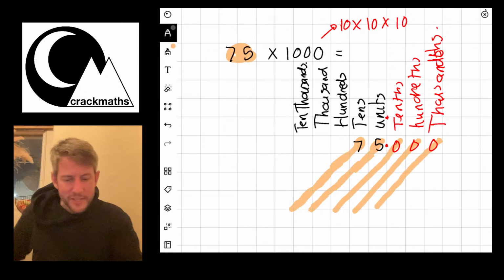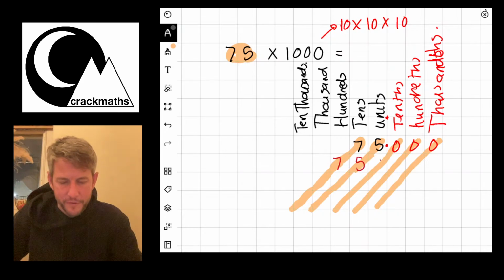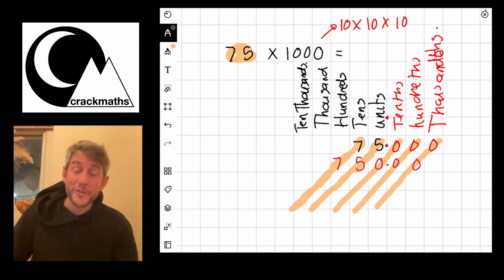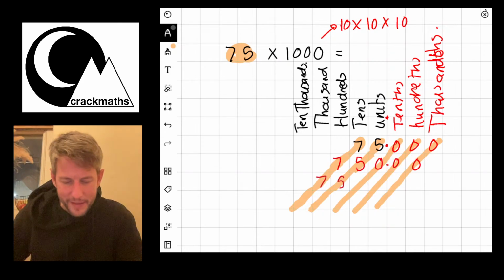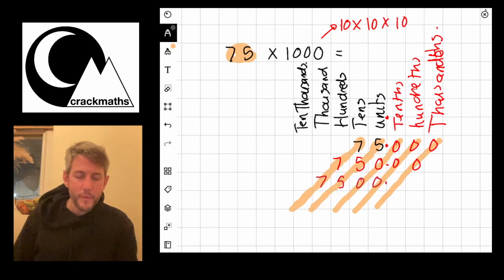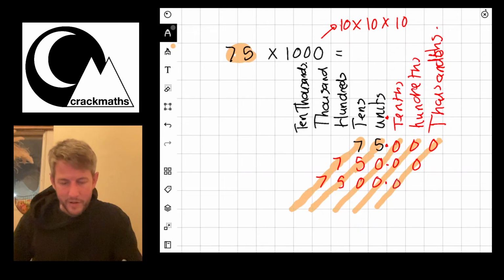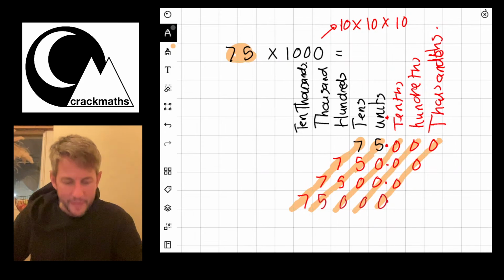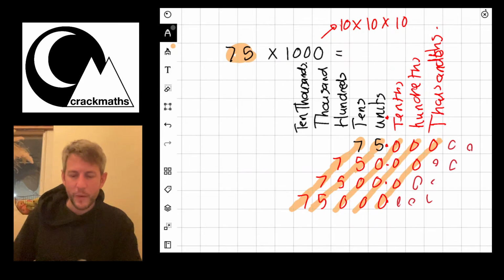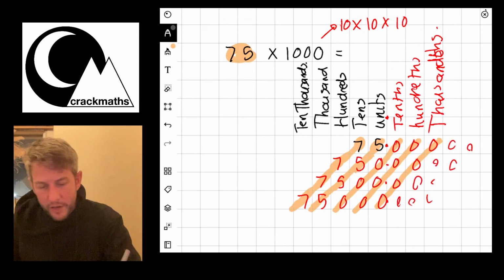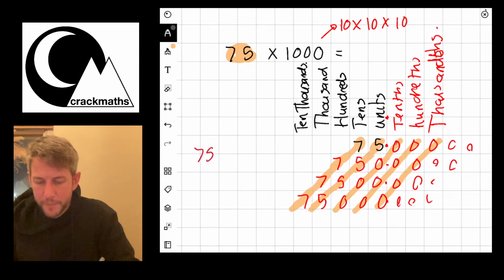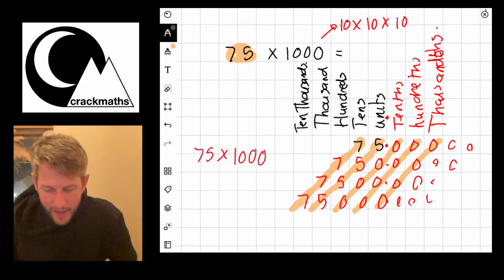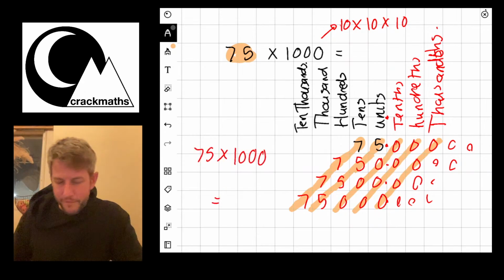So 75 times 10 once would end up here as 750. Okay, when we times it by 10 again, it will end up as 7,500. And when we times it by 10 again, I'll put in that 0, it's going to end up as 75,000. Okay, and there we go. Now remember, there's always noughts here, but we can just discount them. So if we look at our initial question, which was what is 75 times 1000, the answer will equal 75,000.